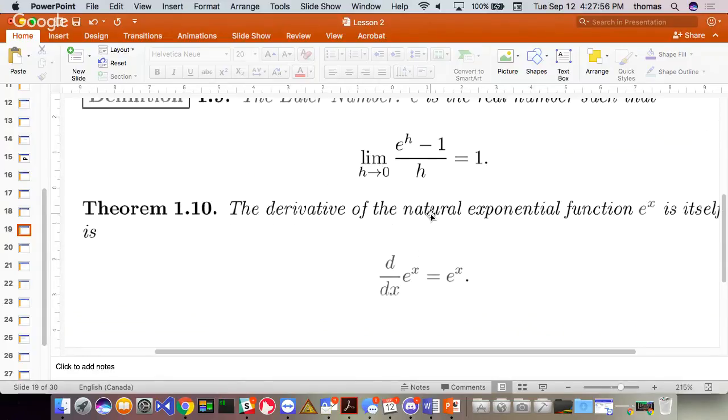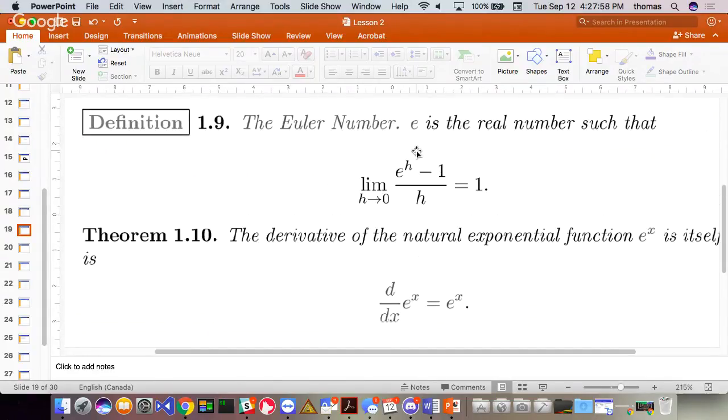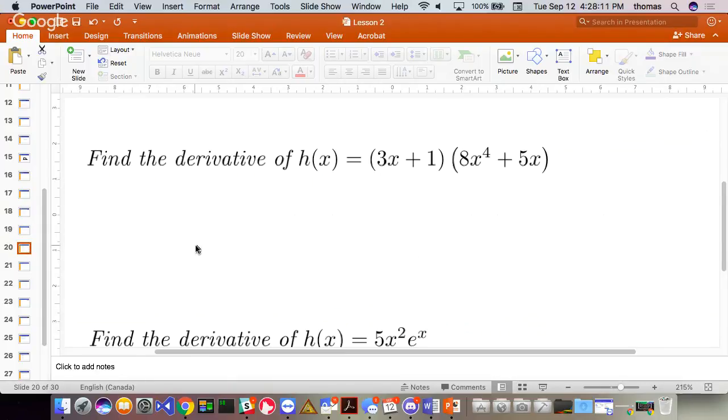Why? Because, and here's why it is that way. e is a real number. As h approaches 0, and if you do that, you figure out that this e to the x is equal to the same value. All right.